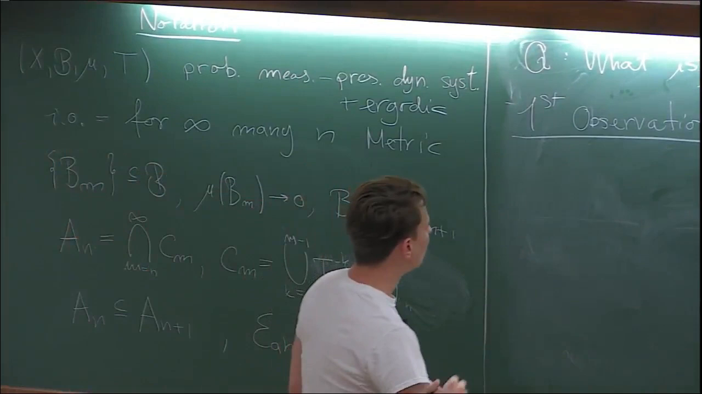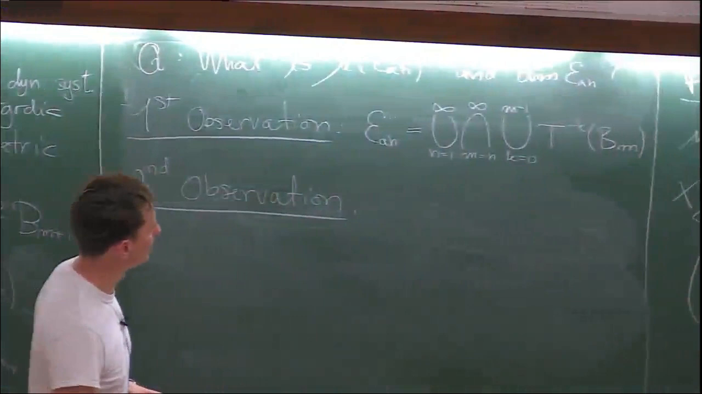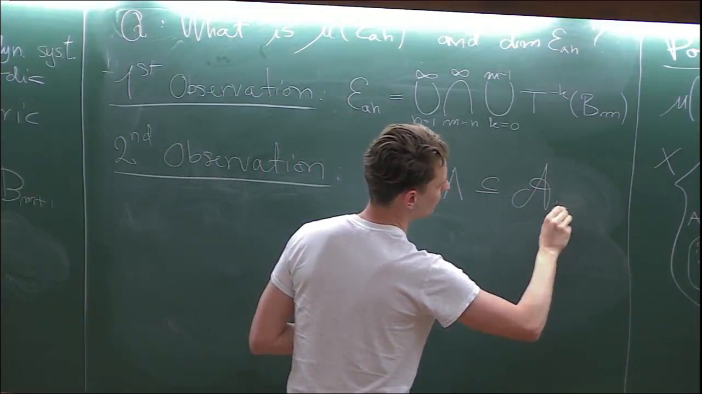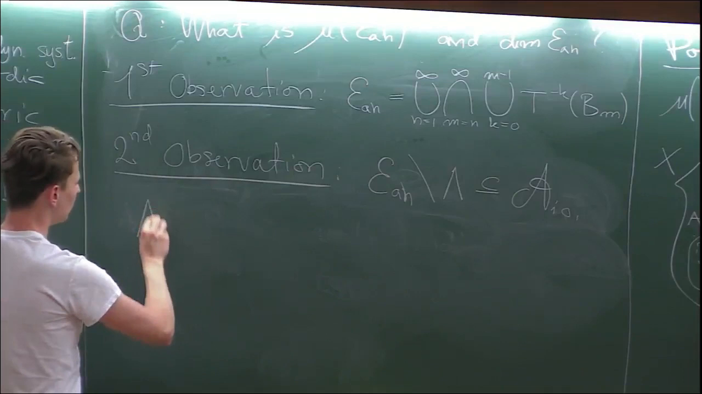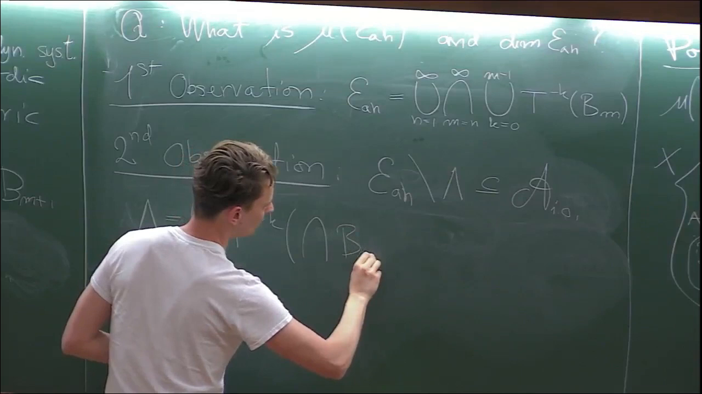The second observation that I want to make is that if we take the eventually always hitting points and we remove a set lambda, which is a set of measure zero, then we are a subset of the points that hit infinitely many times. Okay, and this set lambda is defined as the union for k equals 0 up to infinity of all the pre-images of the intersection of our targets.